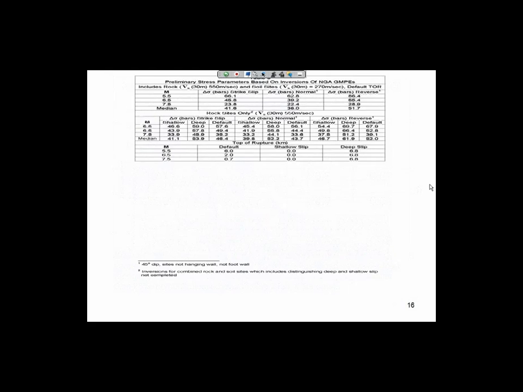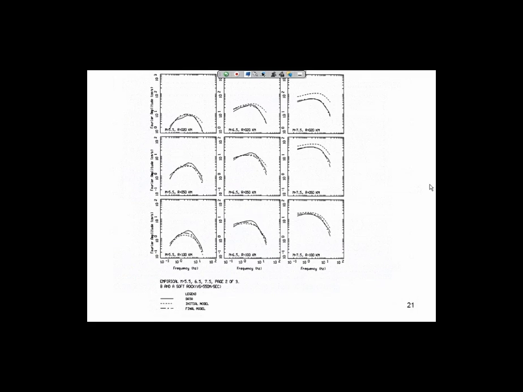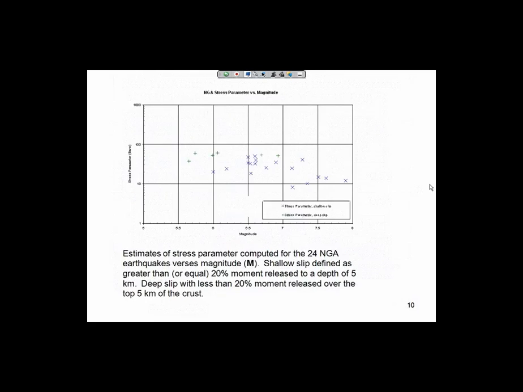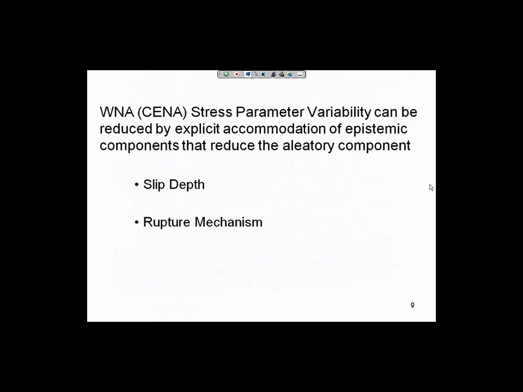And that led to, where'd it go? The statement that Norm was referring to. There it is. So stress parameter variability may be able to be reduced because we see this relationship with slip depth, and then what's also being done, which is redundant, with rupture mechanism. That's already been well known that reverse faults have higher ground motions and hence in our model higher stress parameters than either normal faults or strike slip.